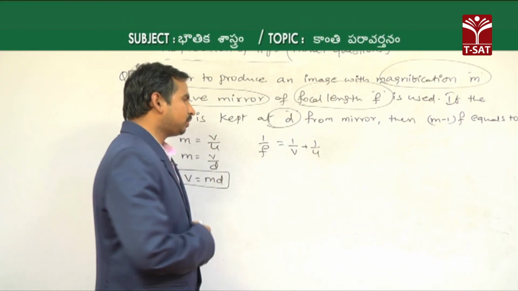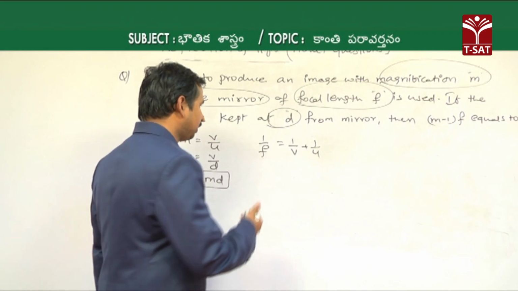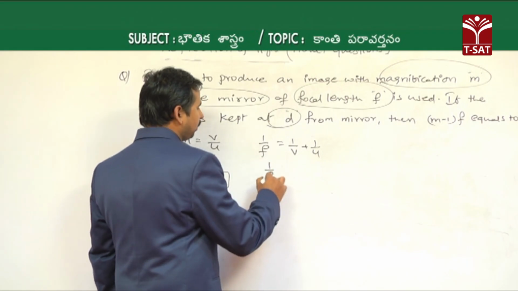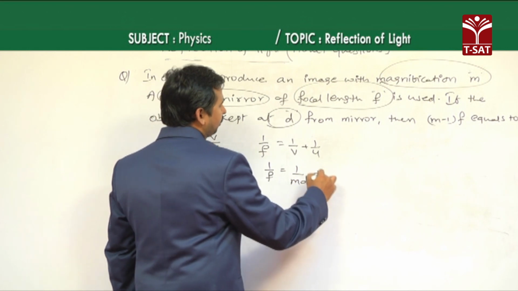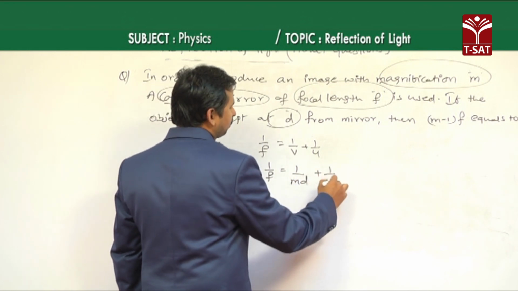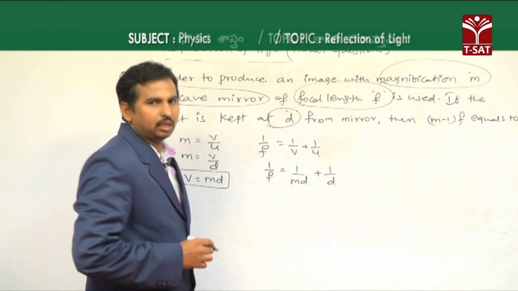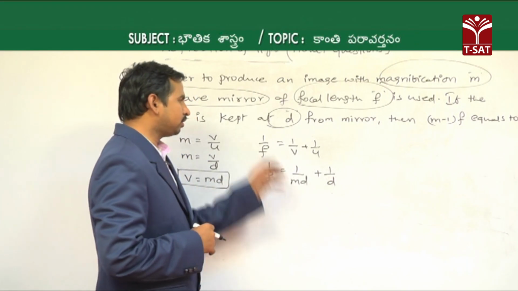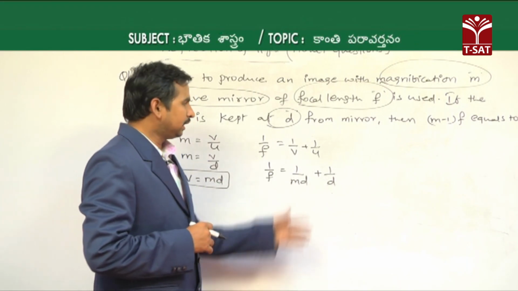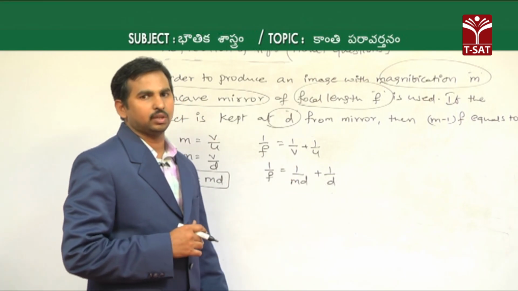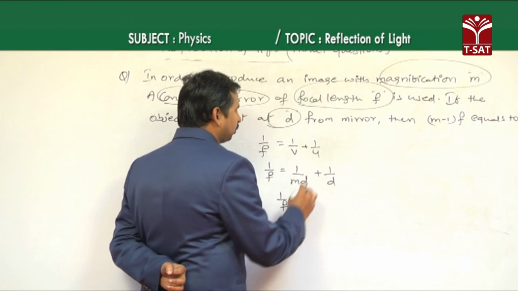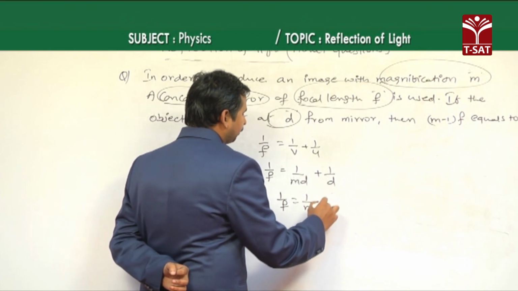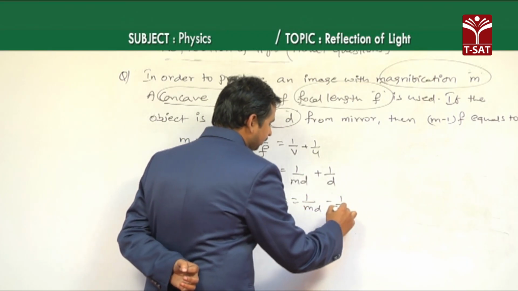Then as 1 by f is equal to 1 by v plus 1 by u, if you substitute the values here, we get 1 by f is equal to the v value, which is m into d, plus 1 by u, and the u value is given as d. Then if you apply the sign convention, as this is a concave mirror, the object distance we have to take as minus. Then 1 by f is equal to 1 by m d minus 1 by d.